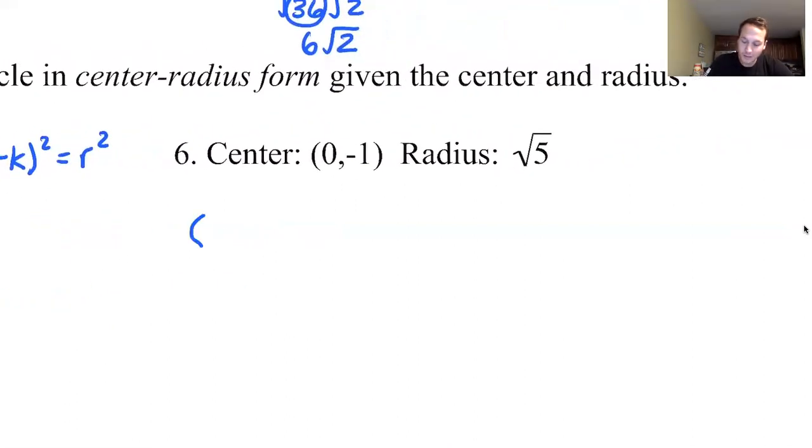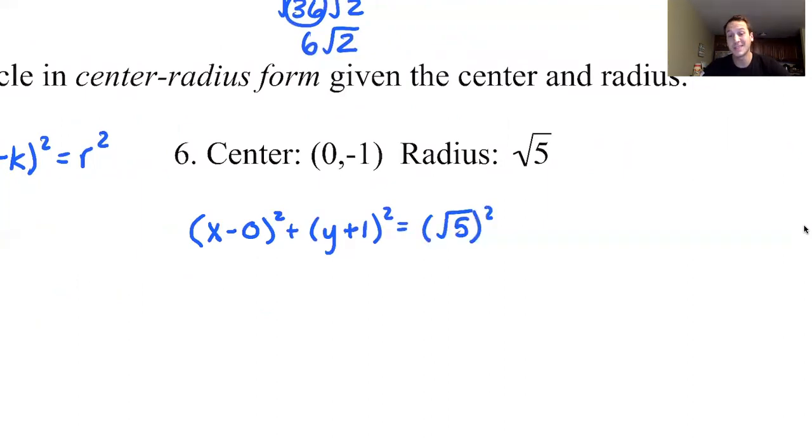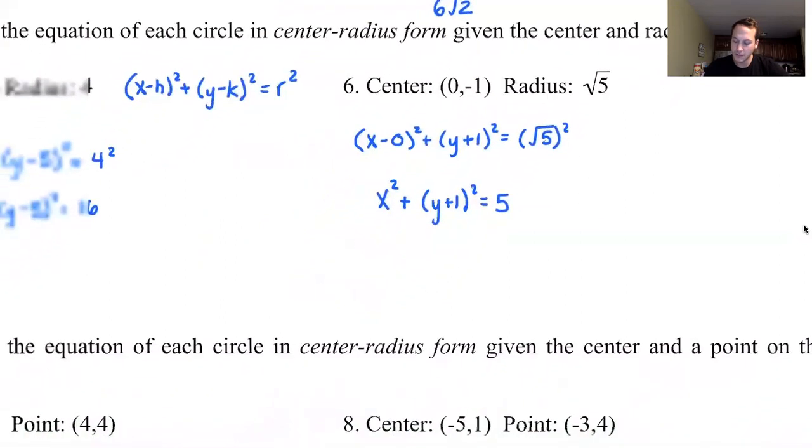I'm a big fan of showing everything and then simplifying. Opposite of -1 is +1. So like I said, since I show everything, these for me, I'm going to be able to simplify with no issue. X minus 0 is just x. X squared is x squared. I'm going to keep this y plus 1 squared here. And radical 5 times radical 5 is just 5. Okay? So that's how I do those there.